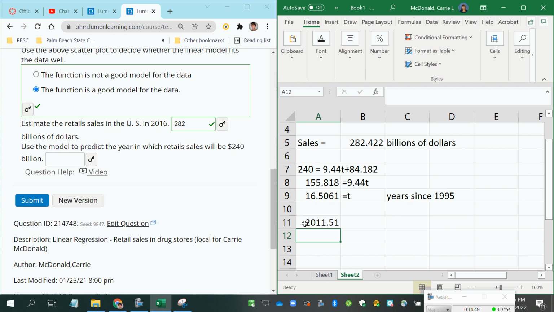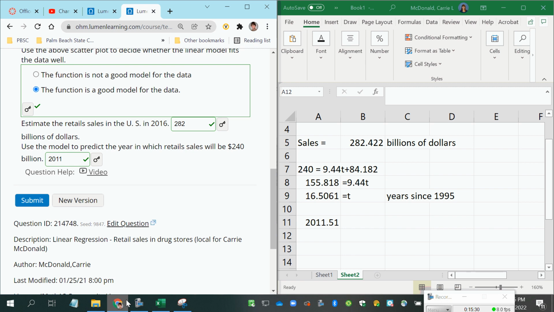2011.5. Now, who knows anyone who was born in 2011.5? No, we don't. We either know people who were born in 2011 or people who were born in 2012. That's how years are expressed. And when you're halfway through a year, you're still in that year, right? So 2011.5, even though mathematically we might want to round that to 2012, it doesn't make sense to do that here because what we're saying is when were the sales hitting exactly this amount of 240 billion according to the model. And so we're still in the year of 2011. So that should be the answer.